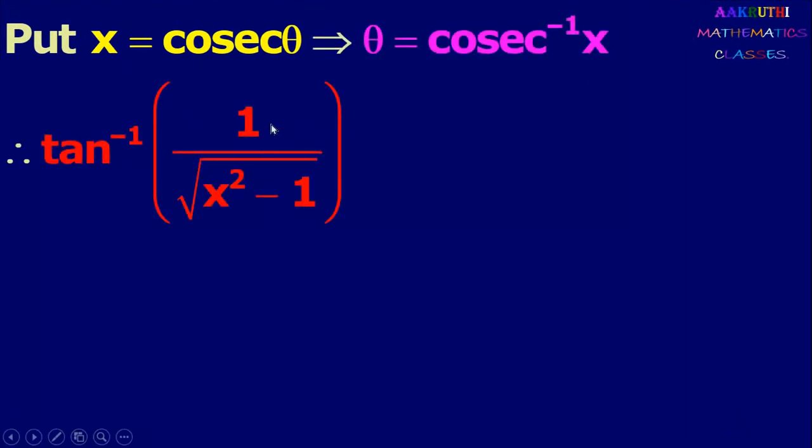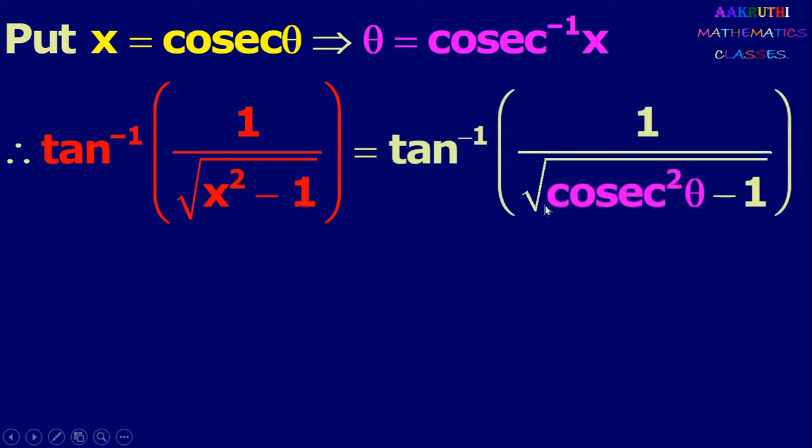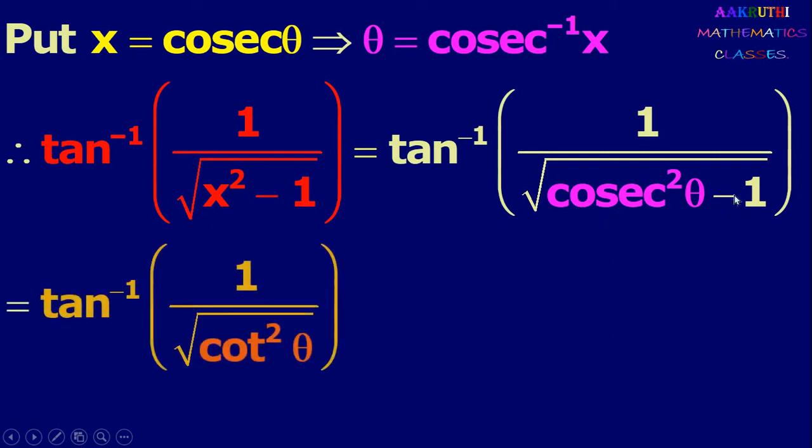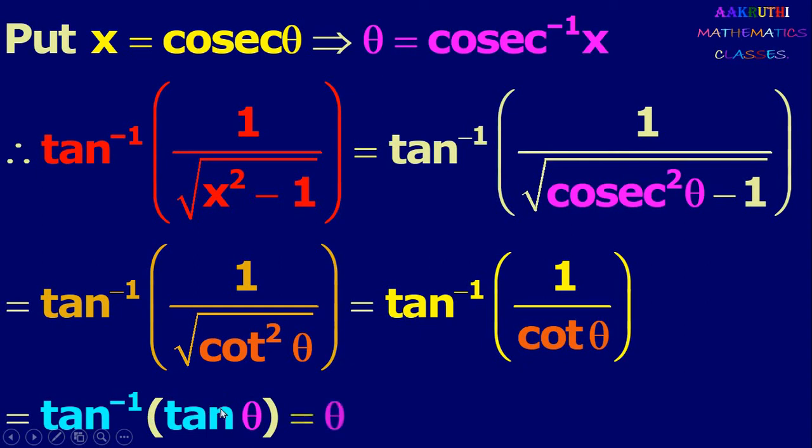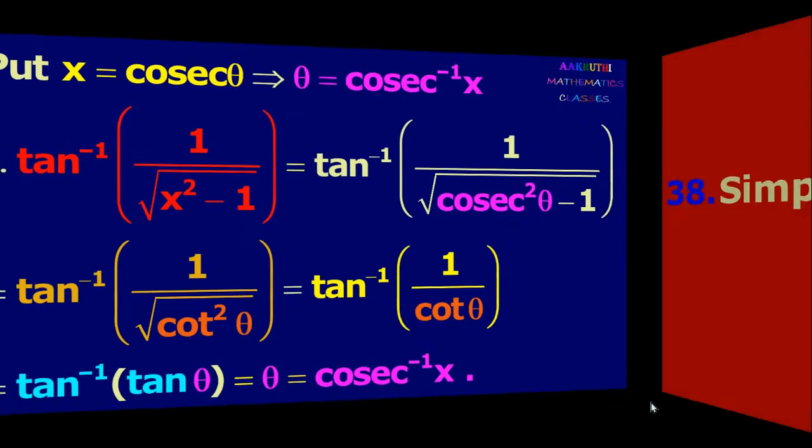So it is given tan inverse 1 by root of x square minus 1. So it is tan inverse 1 by root of cosecant square theta minus 1. And cosecant square theta minus 1 is cot square theta. So it is tan inverse 1 by root of cot square theta. Square root cancels. Remaining is tan inverse 1 by cot theta. And 1 by cot theta is tan theta. It is tan inverse tan theta. Again tan inverse tan cancels. Remaining is theta and theta value is cosecant inverse x. So cosecant inverse x is the simplified answer.